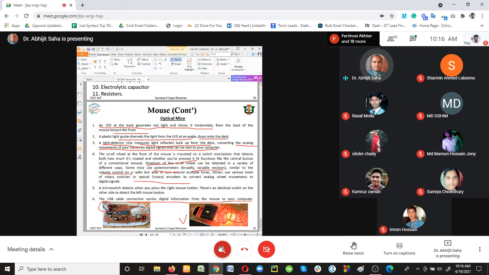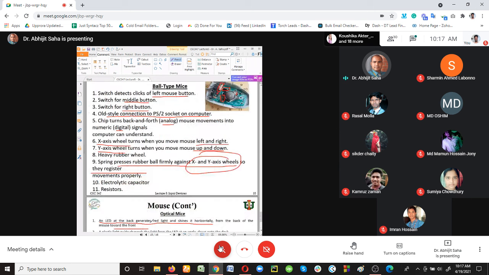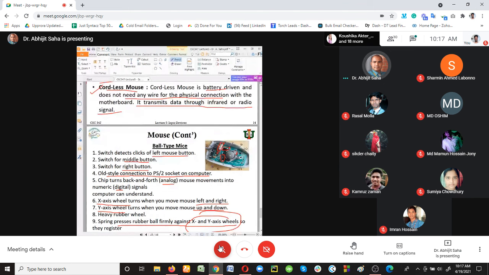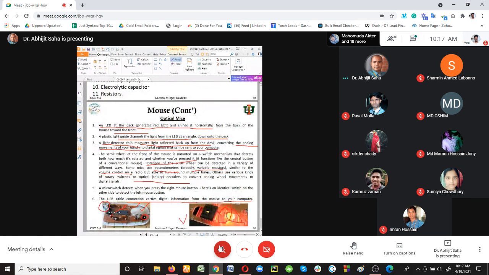So these are the few components inside the optical mouse that we have tried to learn. There are some capacitors here also, and some resistors also. If you're comparing these two mice, you can see that the working procedures are almost similar, but this one is using a ball, and this one is using a ball and wheels, and this one is using the latest technology, so that the light tries to detect while you are moving your mouse on the desktop.